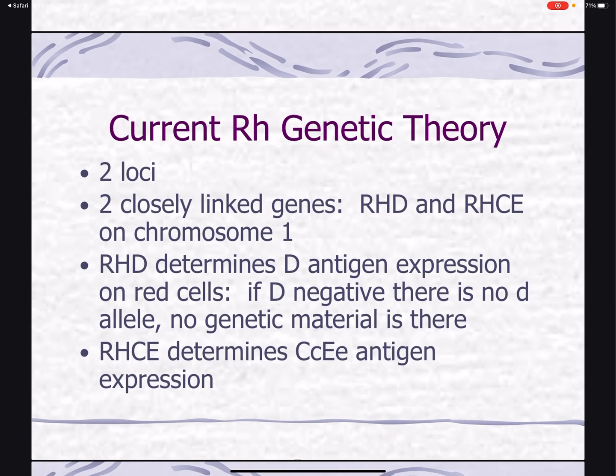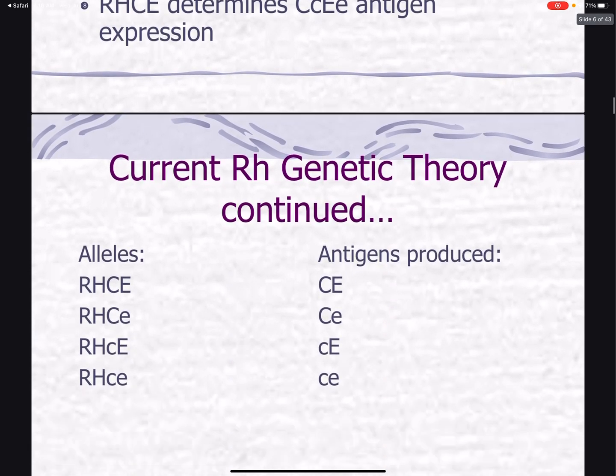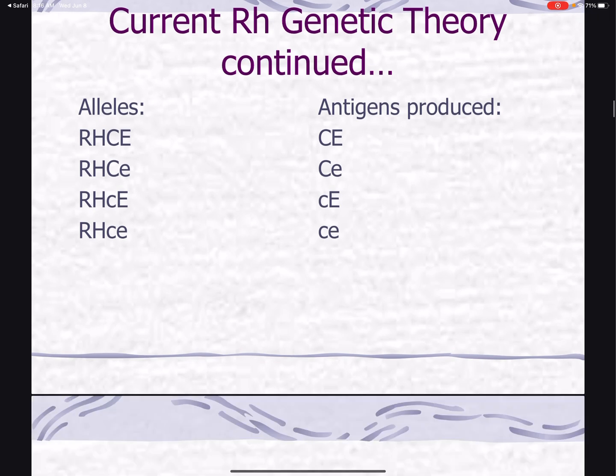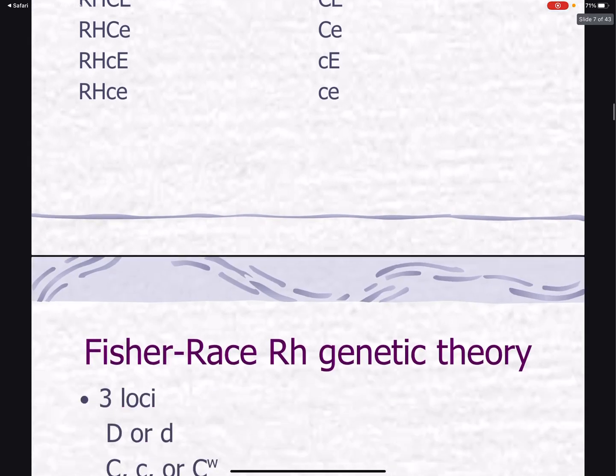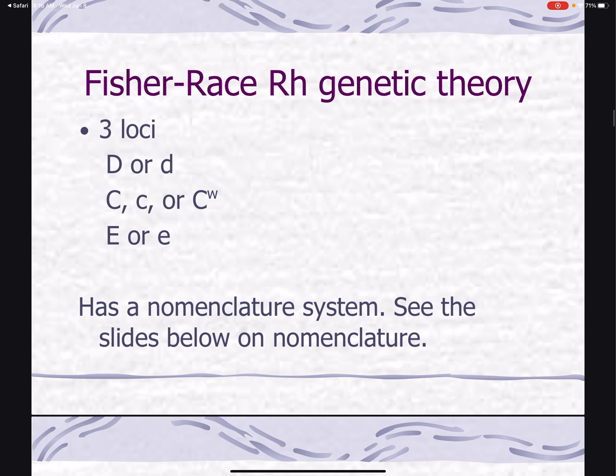As of late, I'd say probably a decade or more, the genetic theory has flipped to this more RHD and RHCE. It's just because somebody said, hey, I'm going to go get a PhD and I'm going to call it something different and get published. And I'm being ugly because that's probably not true. But do not worry about this current theory, okay? We're going to focus on Fischer race and Wiener.